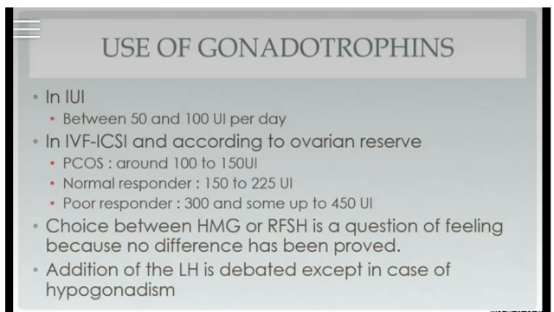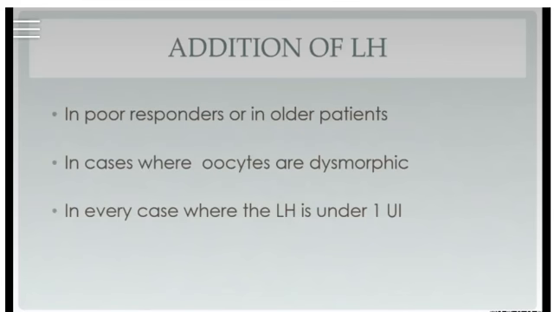The choice between HMG and RFSH is a question of feeling because no difference has been proved. And addition of LH is debated except in case of hypogonadism. This is just a help for the beginner. It's not rigid, okay? But sometimes you can add LH in poor responders or in older patients, in cases where oocytes are dysmorphic, and in every case where the LH is under 1 unit during the stimulation.